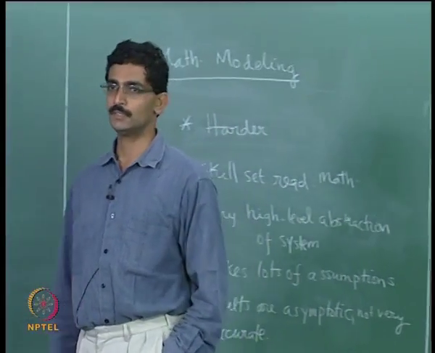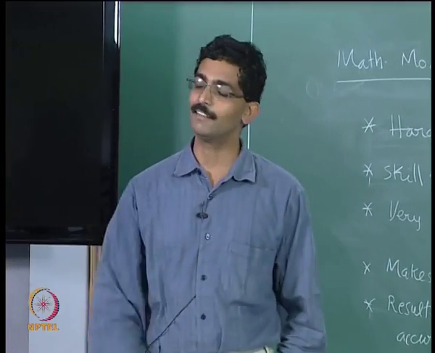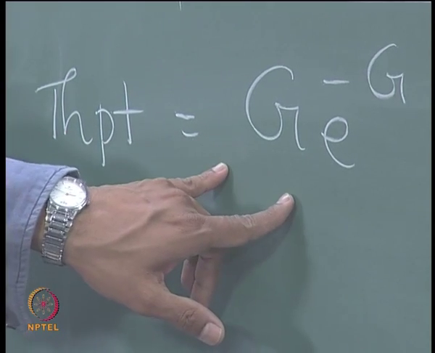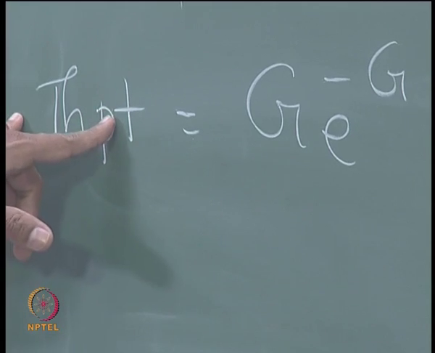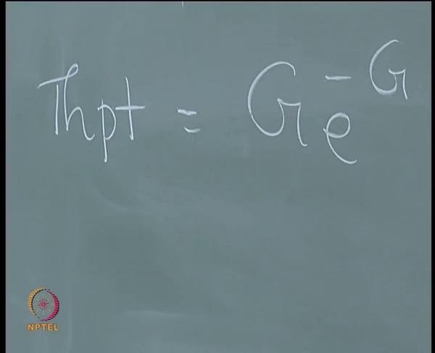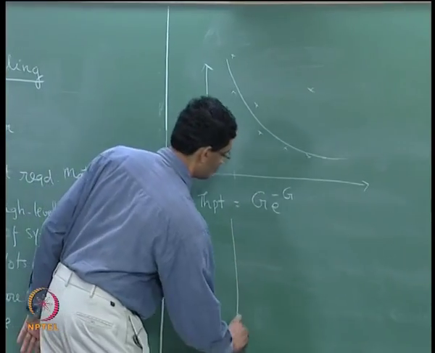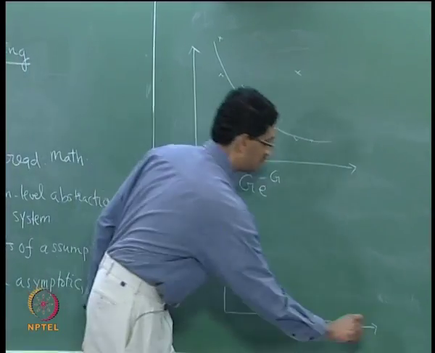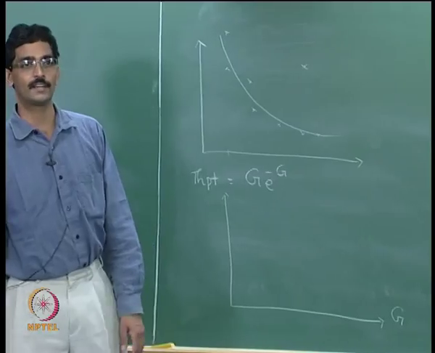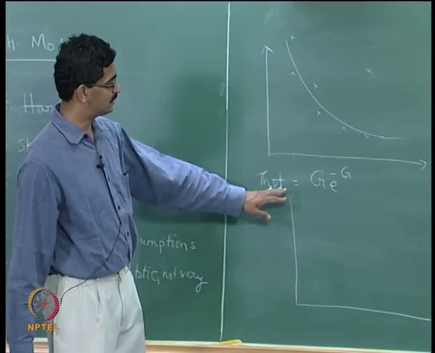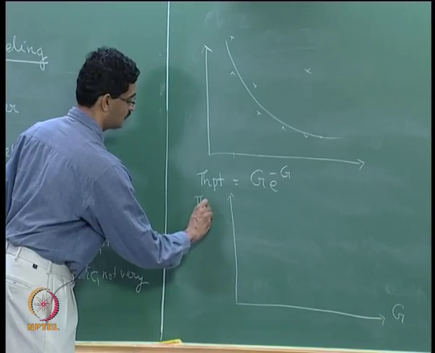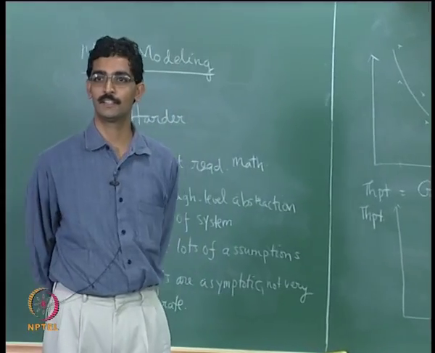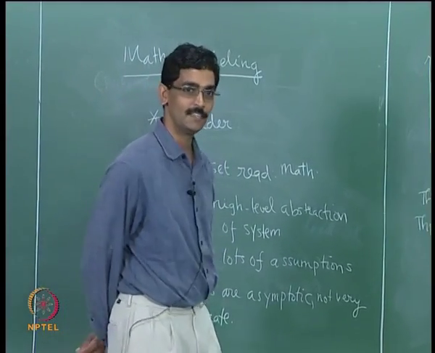G is the offered load and e power minus G, so e is your e that we know from math. This is the offered load in terms of packets per second, and this is the actual realized throughput by the system. This is very simple, and good enough for me to know what will happen. If I plot this curve, what will it look like? So this is G, the load that we talked about. This is load on this axis, and this is the throughput measured on this axis. What will it look like? You can verify, increase and decrease.